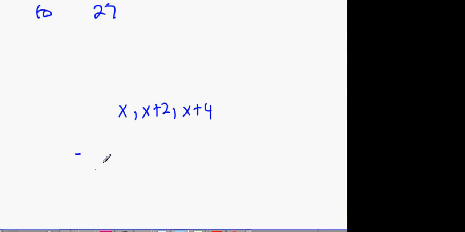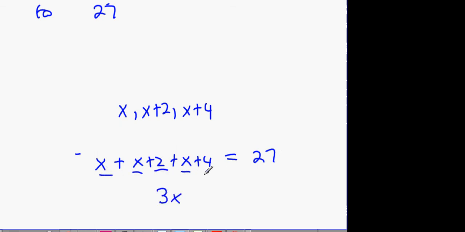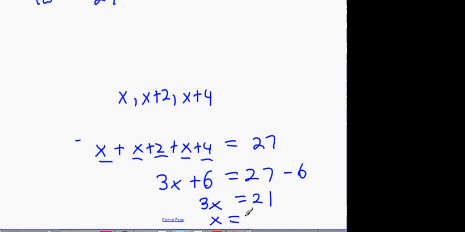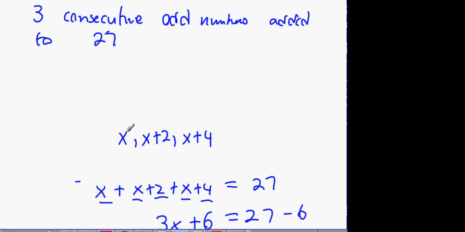So x plus x plus 2 plus x plus 4 equals 27. How many x's do I have? How many numbers? And then 3x will equal? x equals? And what's the answer then? 7, 9, and 11. Okay, guys.